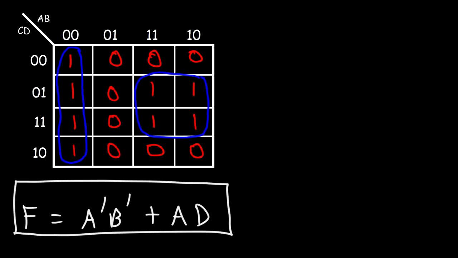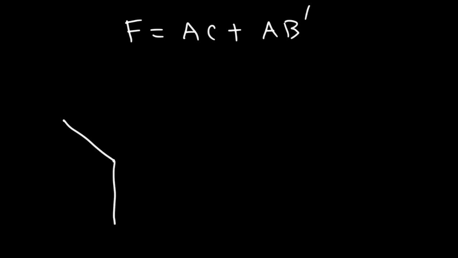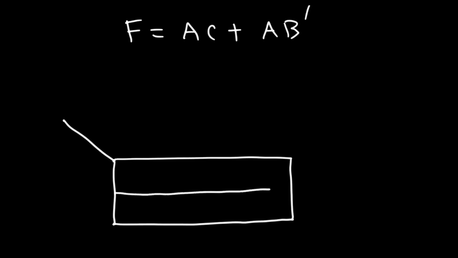So now you know how to take the information from a 4-variable K-map and turn it into a function. Now let's say that we're given a function AC plus AB prime. So how can we take this function and create a 3-variable K-map? And let's create it in the horizontal direction. So we're going to need 2 rows and 4 columns. So we're going to put AB above the diagonal line and C below it.